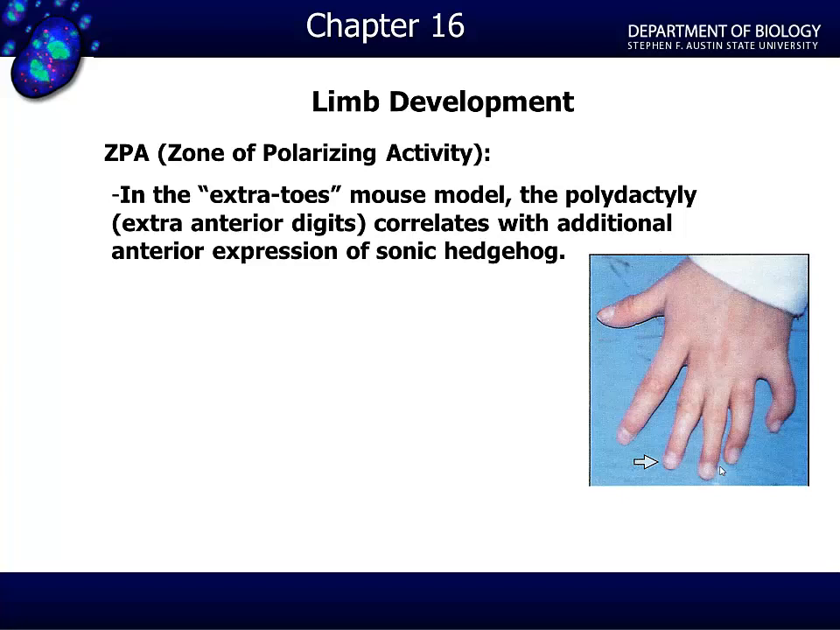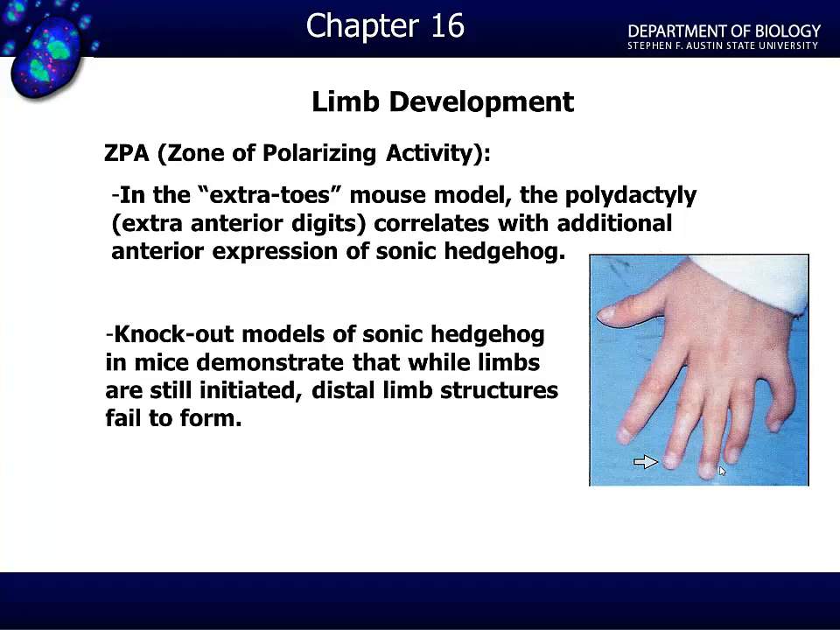So as we continue to look for indications, we can add in extra material, like the extra ZPA. We can add in beads that are soaked with various materials. But another thing that we can do is experiments where we can actually knock out genes, where we eliminate the genes and see what happens.